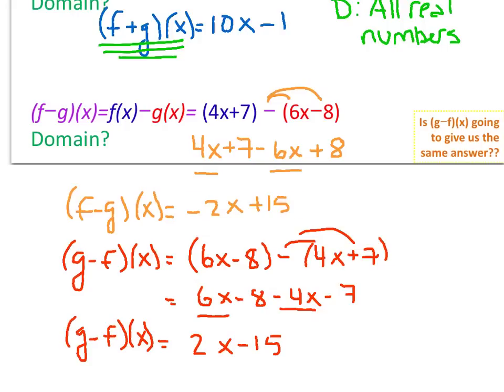So you can see comparing these two functions here, they are not the same. f minus g of x is equal to negative 2x plus 15, which has a positive y-intercept and a negative slope, and g minus f of x has a negative y-intercept and a positive slope. So they're two different lines. If I graph them, they're going to be two different lines. Now the domain for both of these functions, again, since they're both linear, is just going to be all real numbers.